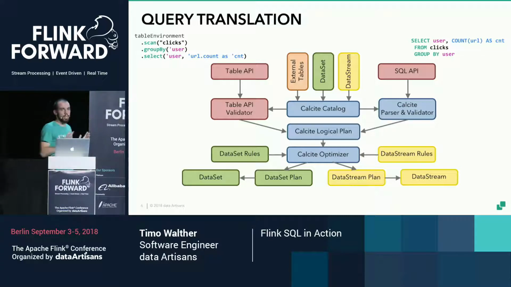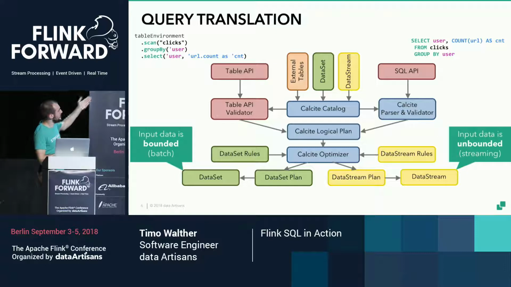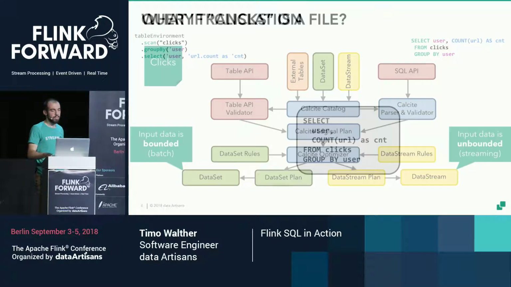Everything is then translated into a logical plan. This logical plan is then optimized depending on the environment, either using data set rules or data stream rules. And then after the optimization, everything is translated into either a data set or data stream plan, and then finally into the API calls underneath. And as you might have guessed, data set is for bounded batch data, and with the data stream API, you can do unbounded, but also bounded computations.